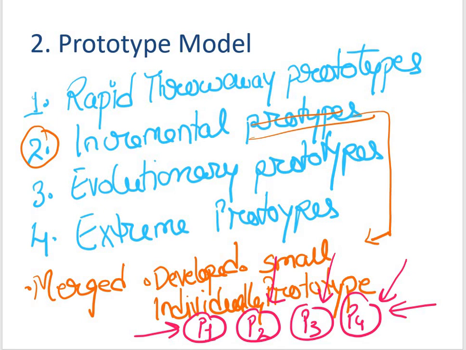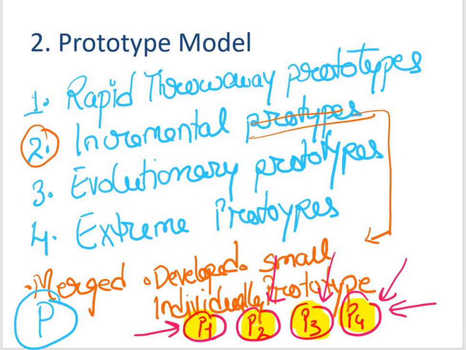Once all these things reach the final stage, that means P1 reaches the final stage, P2 reaches the final stage, P3, P4, then this end product will be, let's say, a bigger P, that would be nothing but P1 plus P2 plus P3 plus P4, and ultimately it will be reducing a good amount of time. And that's what our ultimate aim should be. So this particular thing comes out to be very handy and a very improved version. Now, this was all about your incremental prototype.